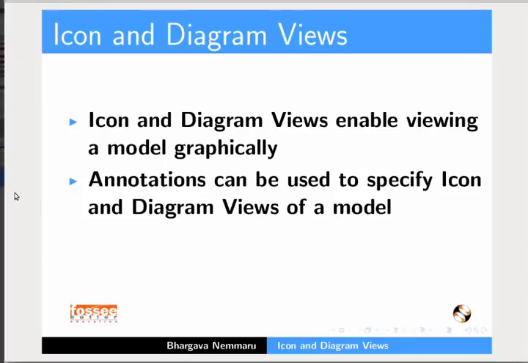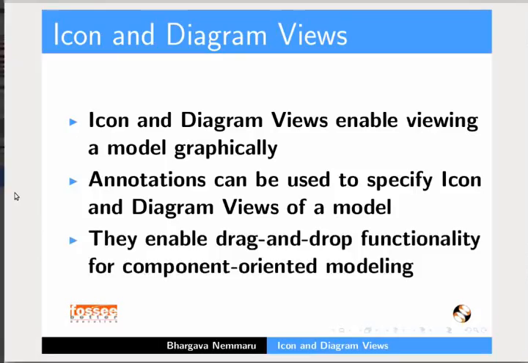Icon and diagram views enable viewing a model graphically. Annotations can be used to specify icon and diagram views of a model. Icon view is specified using icon annotation, whereas diagram view is specified using diagram annotation. They enable drag and drop functionality for component-oriented modeling. We will discuss more about this feature in upcoming tutorials.